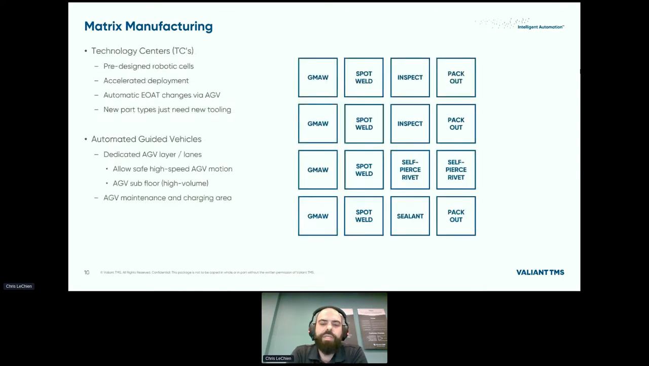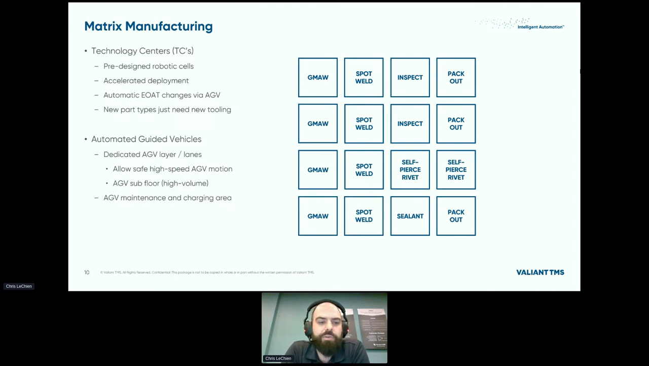But if we consider a different way of doing it, and for illustrative purposes, we're going to view this shop floor arrangement as a number of boxes. But instead of setting all the technology centers in a linear line, the idea with matrix manufacturing is to group them into technology centers. So these are pre-designed robotic cells with a number of robots as needed, without specific end of arm tool and tooling already pre-designed.